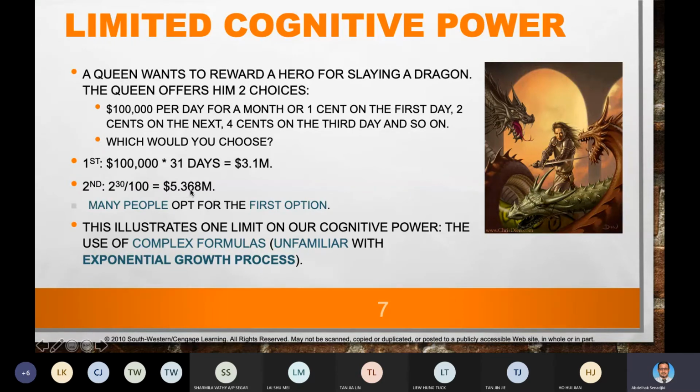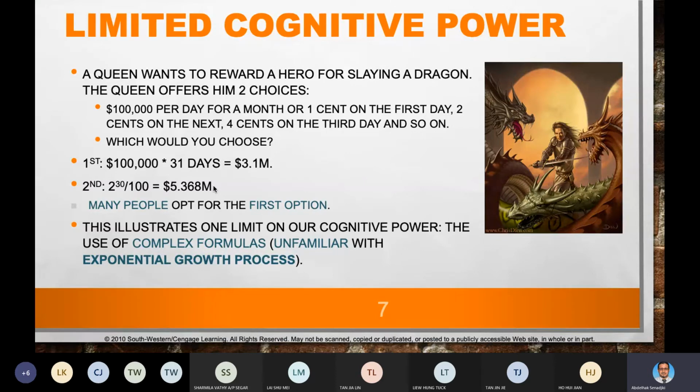So 5.36878,912 is for the last day only, but you are going to add day 30, which is 2.68 million. The day before is 1.3. The day before is 671,000. The day before is 335,000. The day before is 167,000. The day before is 83,000, 41,000, 20,000. Then this is all you sum. If you sum all this, you will get around 10 million or over 10 million.